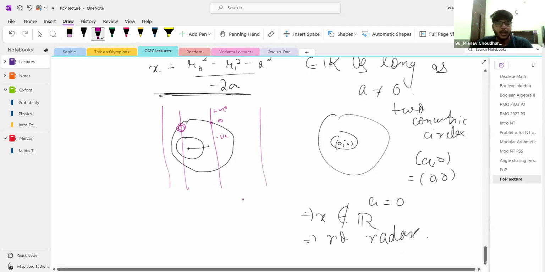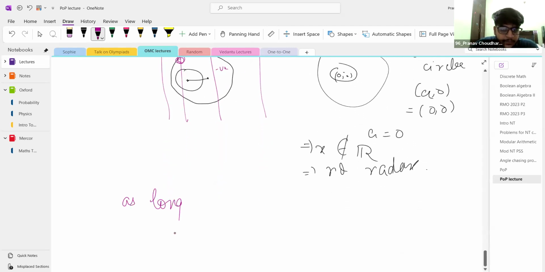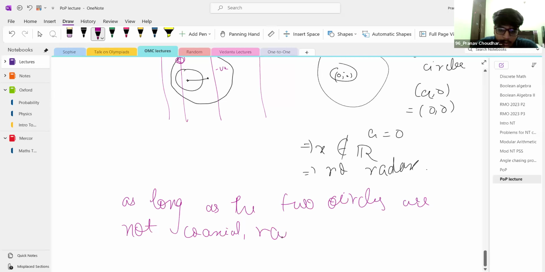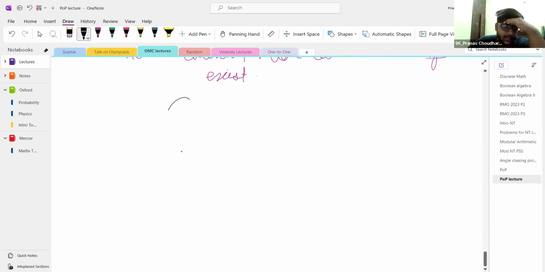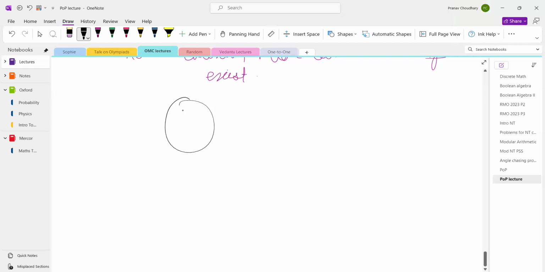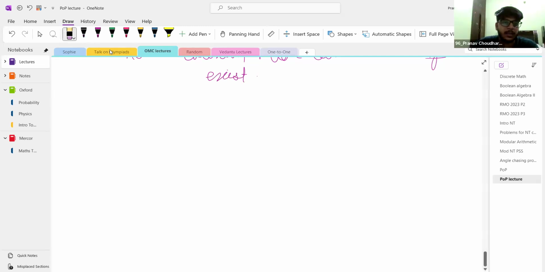But the point is, as long as the two circles are not coaxial, radical axis always exists. Okay, now let's see three random circles. What's coaxial? Can you repeat? What's coaxial? Oh, sorry. So coaxial circles.